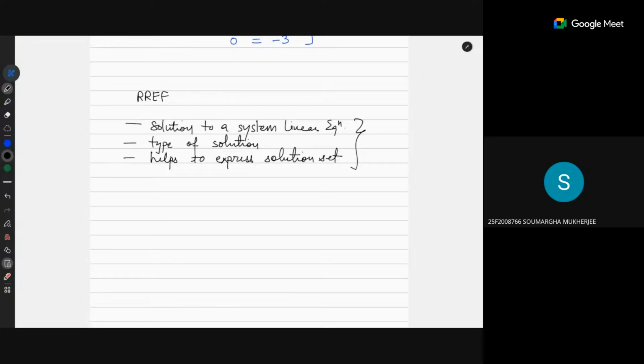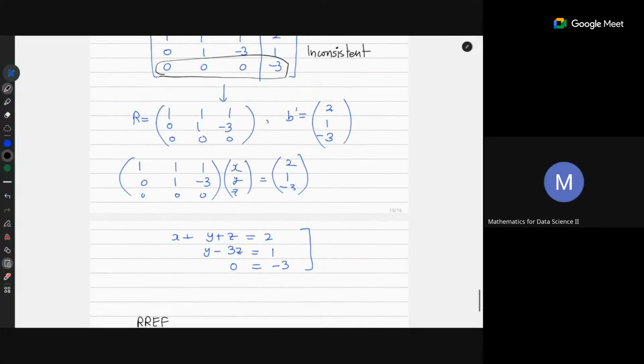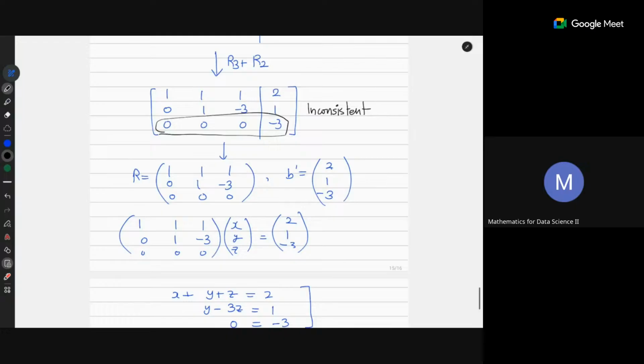Sir, please write that step where you told what an inconsistent system is. Yes, so this is inconsistency. Whenever you have an augmented matrix where there is a non-zero entry corresponding to a 0 row.